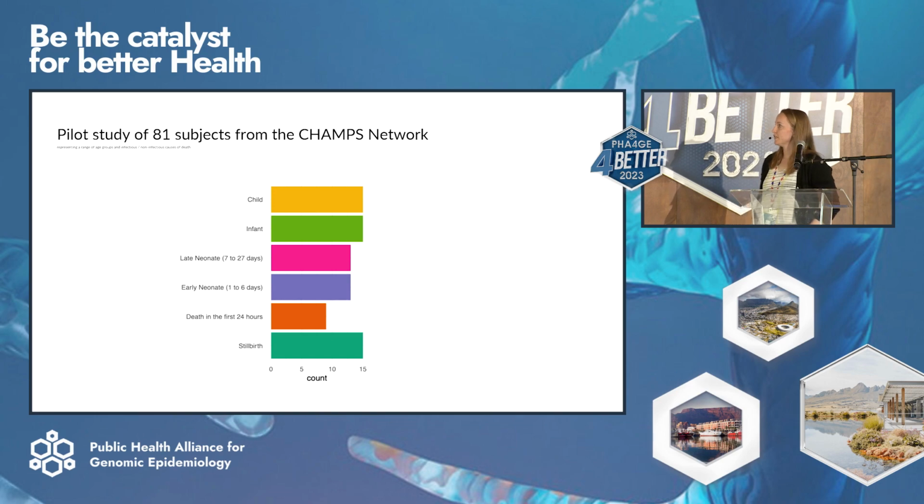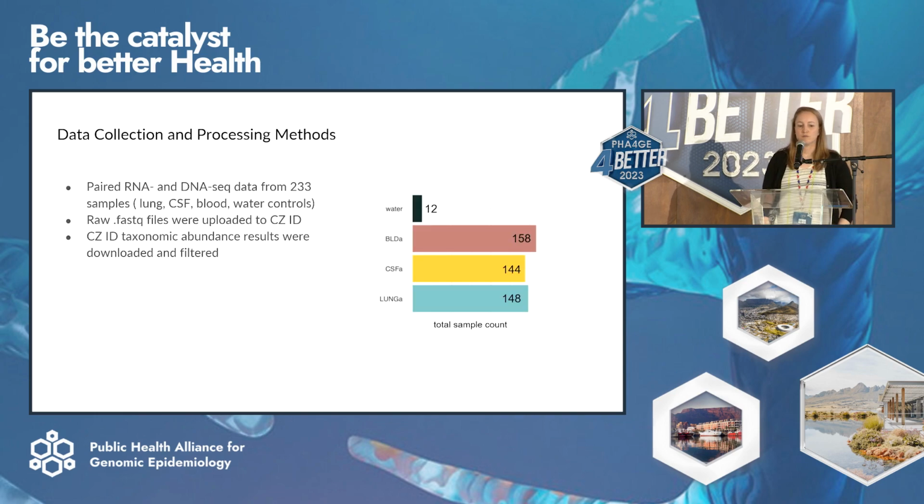So this pilot study involved 81 subjects. They really represented a range of different ages, as shown here, as well as infectious and non-infectious causes of death. And so for each of those subjects, we had multiple sample types. And so ultimately, there was paired RNA and DNA-seq done from 233 samples. So those were lung, CSF, blood, and some water controls.